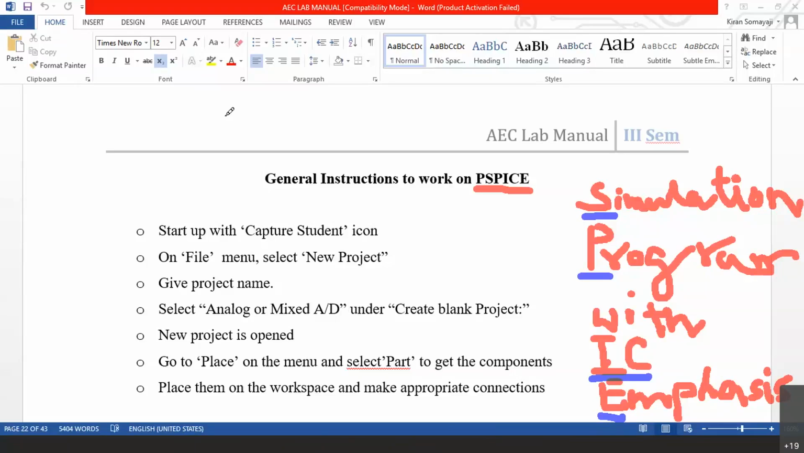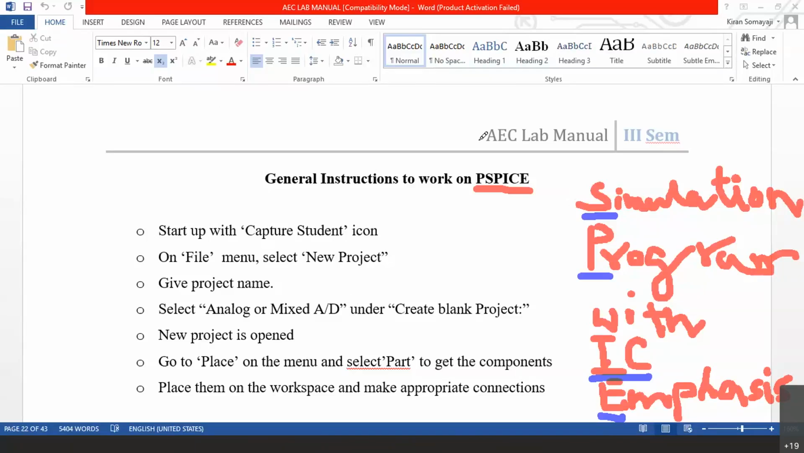We will be guiding you about how to work on PSpice gradually, but it is better that you download PSpice and install it, and you can start working on your own also. It is quite a simple software. It is not very complicated. Today I am going to show you the procedures for working with PSpice.